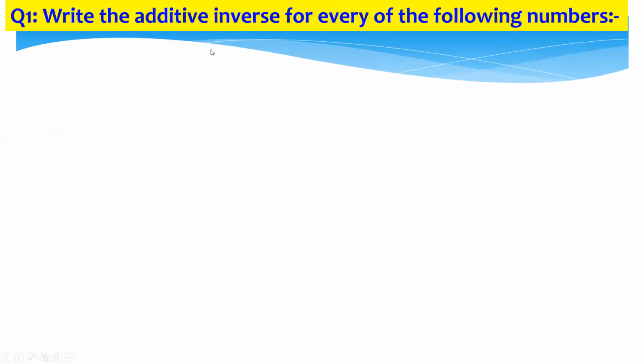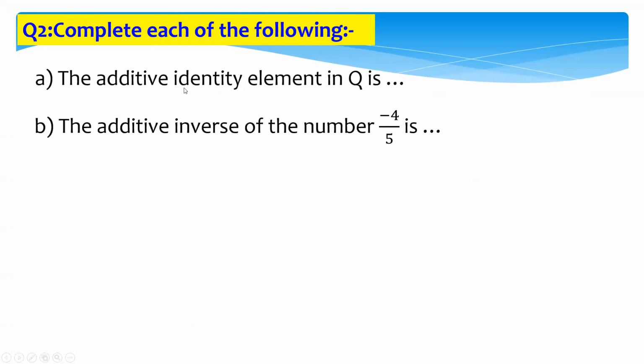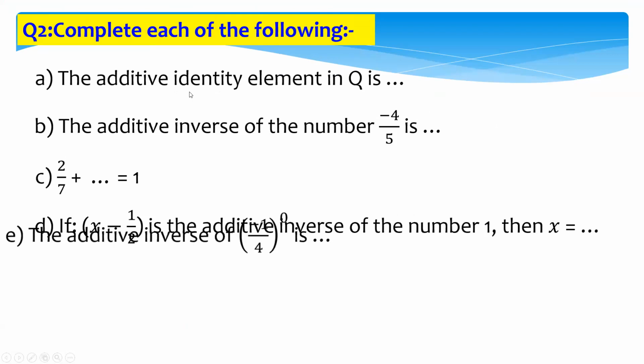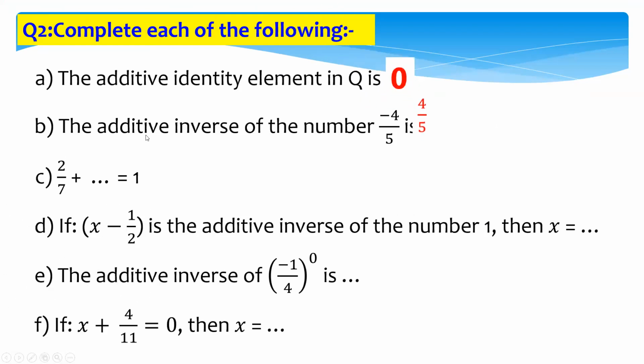Write the additive inverse. Okay. Complete each of the following. The additive identity element, I will say the additive identity will be 0. The additive inverse, I will change the sign. The additive inverse of the number negative 4 over 9 will be 4 over 9.